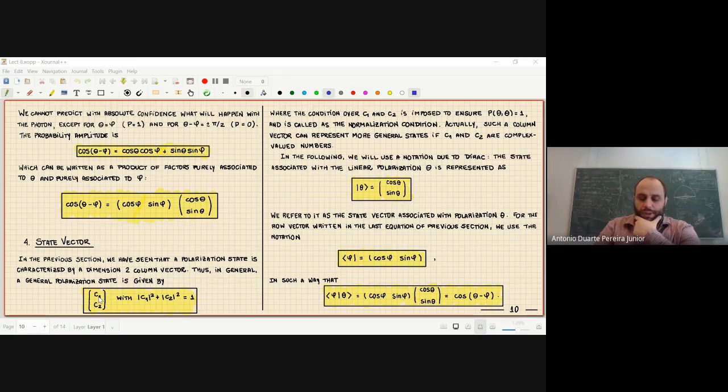As we are going to see, this condition that c1 squared plus c2 squared equals 1 is going to be necessary because, as we just saw, the probability of finding photons with polarization theta, if they were polarized with polarization theta, is 1. That's why you have this 1 here. But this is going to become clear later on. This condition is called the normalization condition of the state vector.